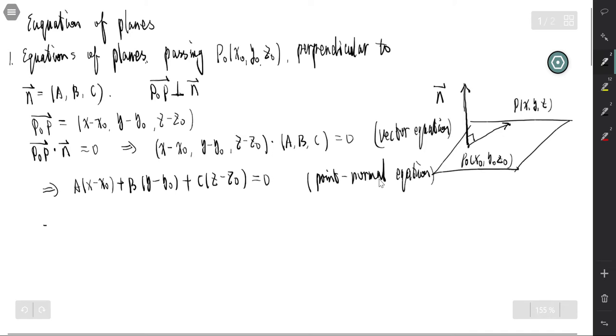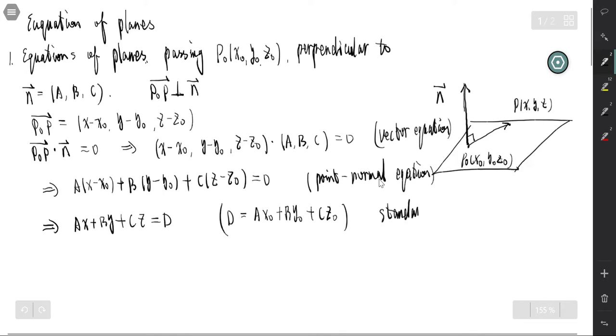And if we expand the brackets, we have Ax plus By plus Cz equals D, where D is Ax naught plus By naught plus Cz naught. We call this equation the standard equation. These are the three forms of the equation of planes. Now let's see some examples.